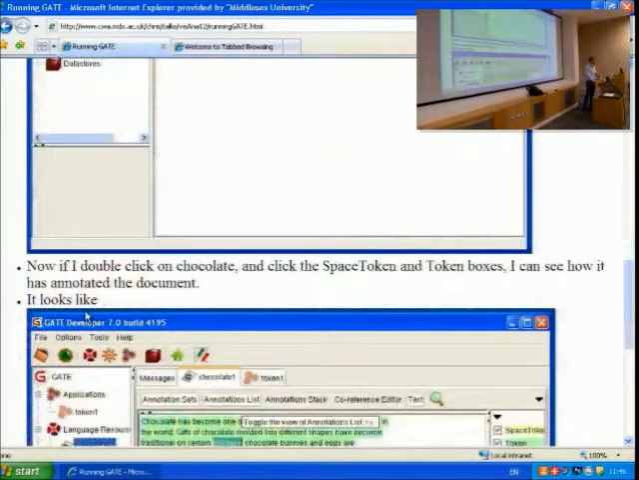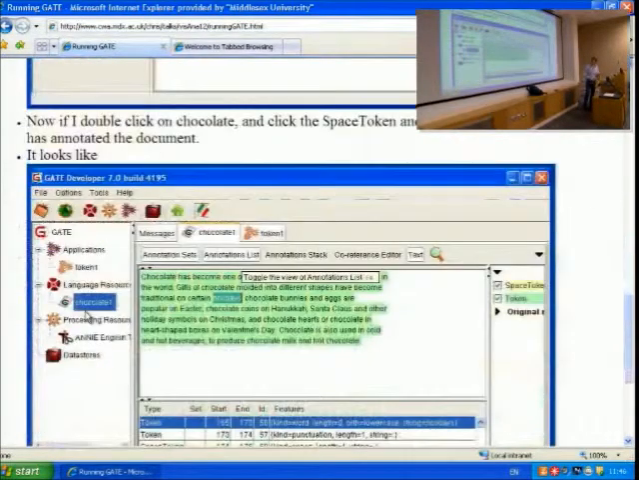I Googled chocolate. Yeah? So there's my document. All it does is tokenize it. So I don't know if you can see here, but that's a token. It's in green, and there's a little space between it. It's a different token. It's a different color. Yeah? That's the annotator. Okay.